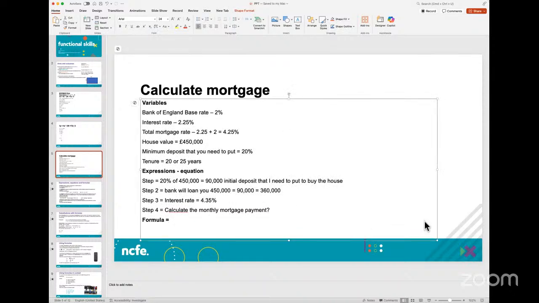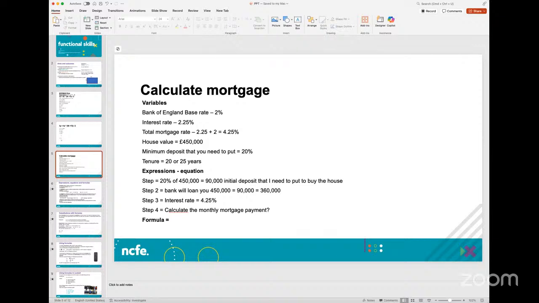I'm a bit confused here. Yeah, go on, ask a question. In the beginning, you said the total mortgage rate will be 4.25, and then 4.35, so I'm getting a bit confused. No, there's a typo. The interest rate is 2% plus 2.25, which is 4.25. So the interest rate is 4.25, not 4.35. That was a typo because I'm typing.